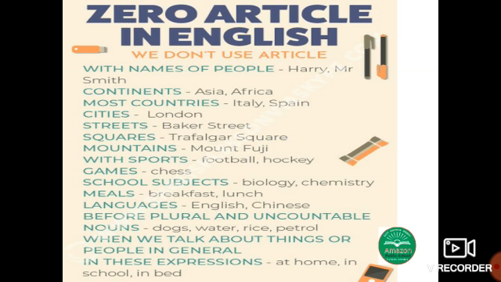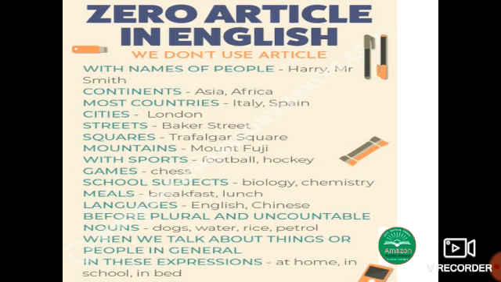So let's see where we are using zero articles. So with names of people, you should not use any article. So you should not use either a or the. You should not use any of them. So we have to avoid using the articles before names of people, then before continents. So you should not write a and the before continent's name. You should not write a and the before city's name. You should not write a and the before street's name.